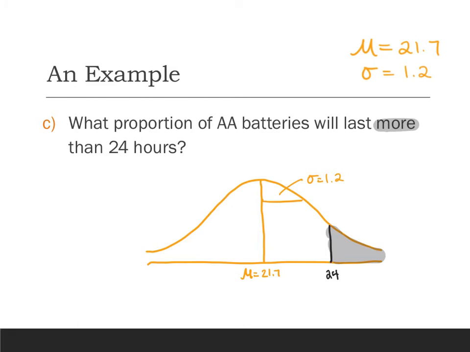And so I'm getting that this area is, I'm going to just always do 3 decimal places for probability and 1 decimal place for time or hours. So 0.028. It keeps going, but rounds to 0.028. So not very many will last more than 24 hours.